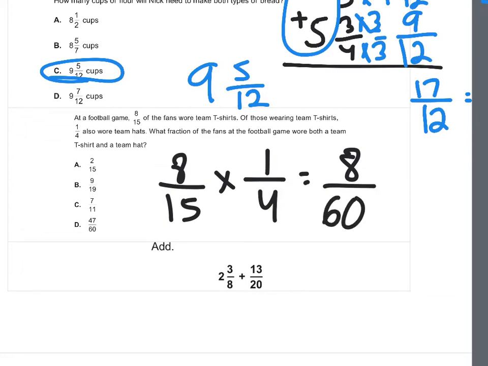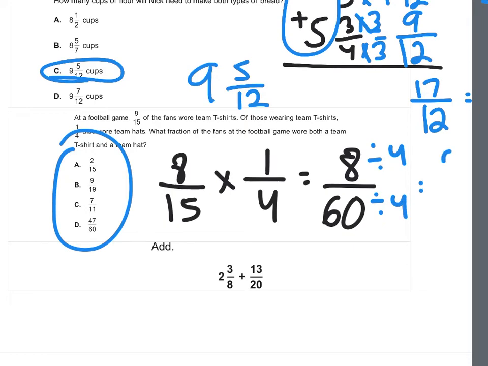We'll simplify that because our answer option is not here at all. So we divide both by, let's go and divide both by 4. And we know that 8 divided by 4 is 2. And then 4 can go into 60, 15 times. So the answer is going to be 2/15, which is letter A.